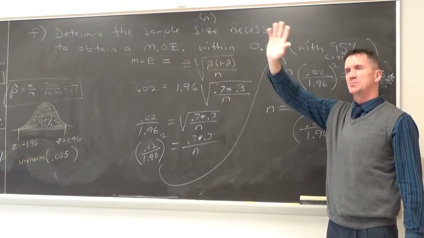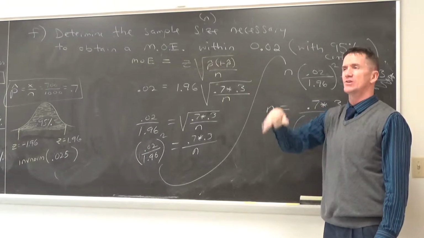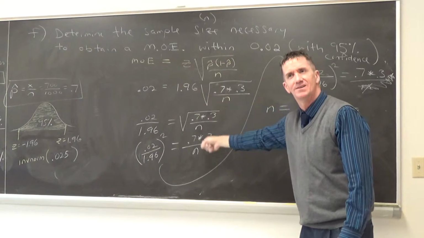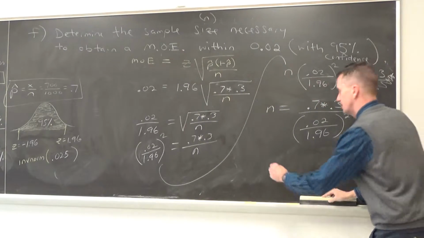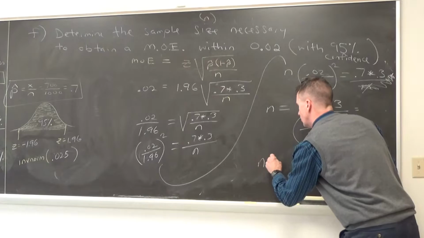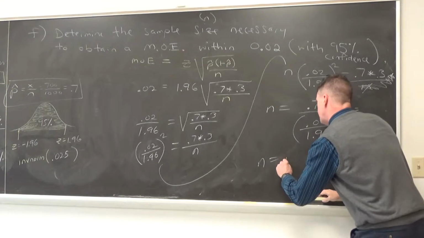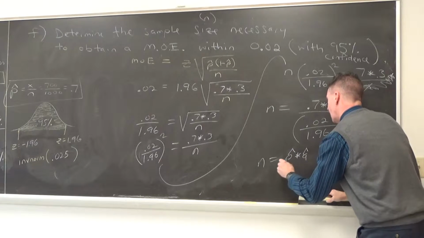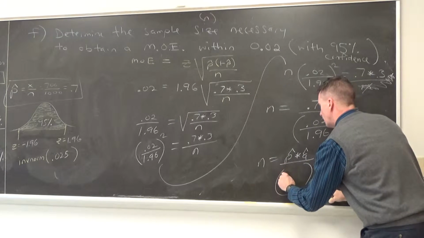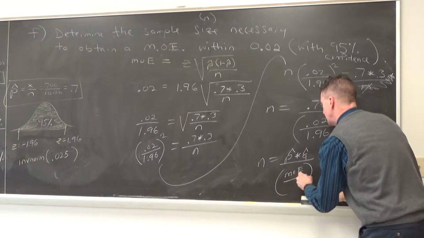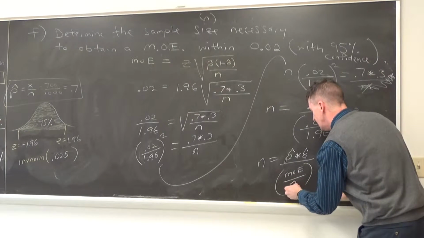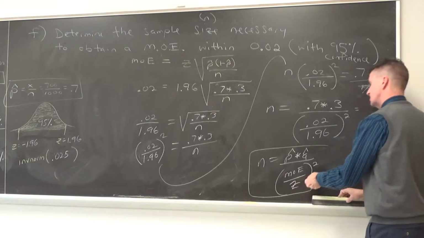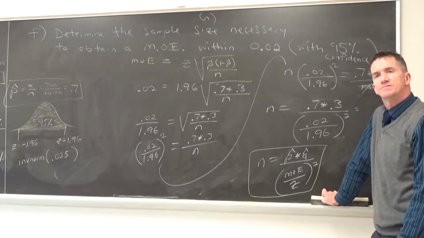Now, algebra haters, or maybe you like algebra, you're just like, can you just give me a formula? It's a lot easier. I don't have to do all this algebra. Okay, here it is. The formula is n equals p hat times q hat, all over margin of error divided by z, squared. And this is for anybody, put that in your notes. That always produces the sample size.